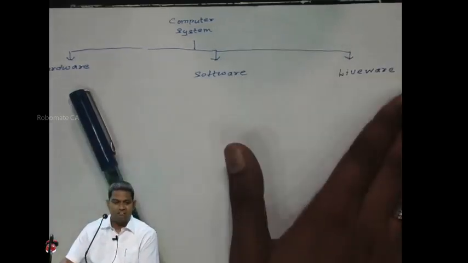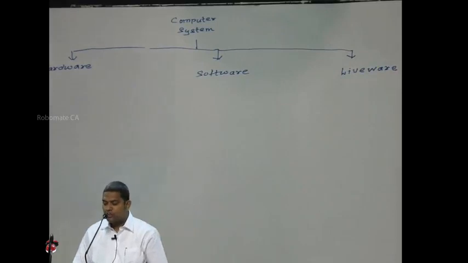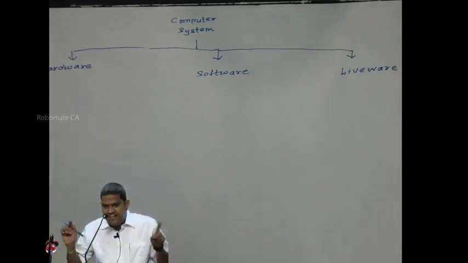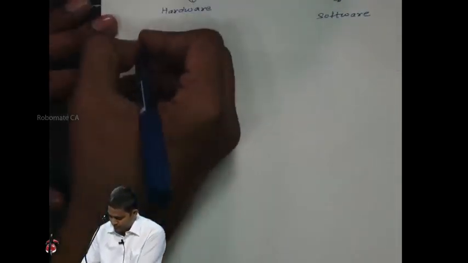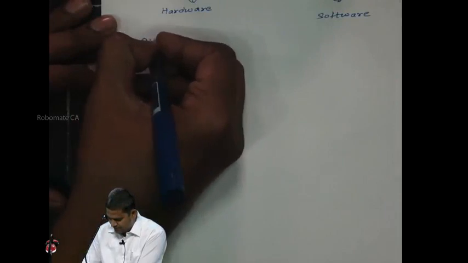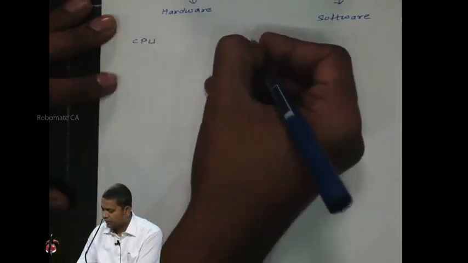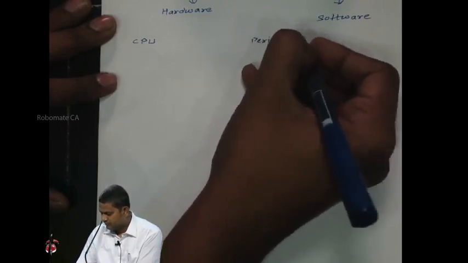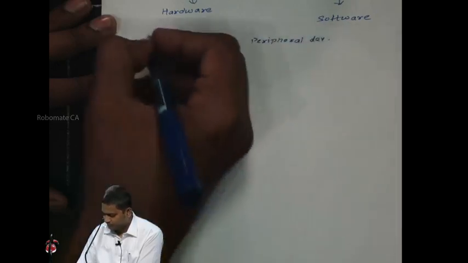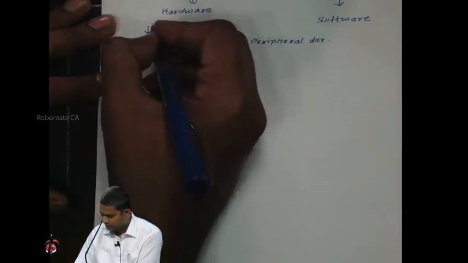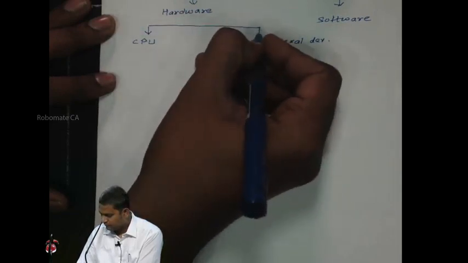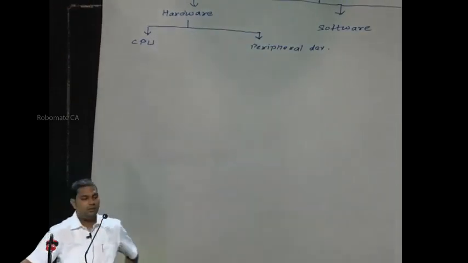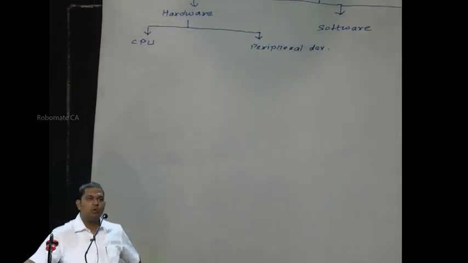Forget about software and liveware for the time being. We are concentrating on hardware. Hardware is further divided into two parts. One is called the CPU, and the other one is called peripheral devices. What is CPU?